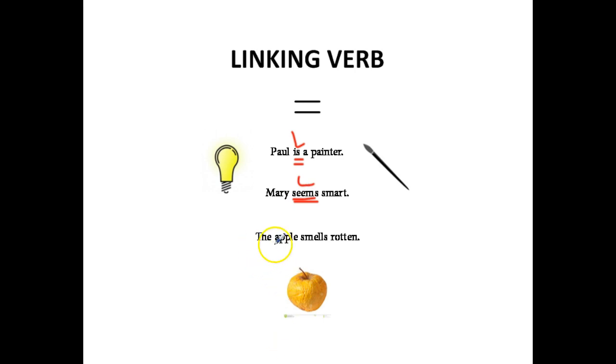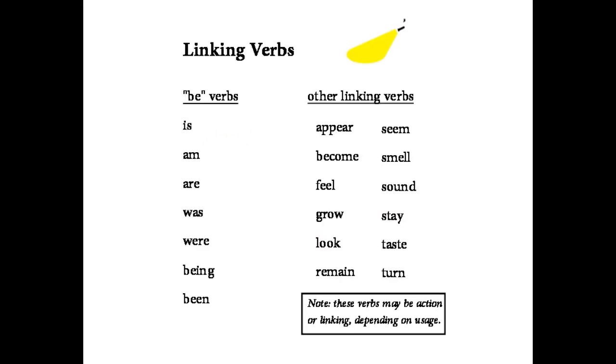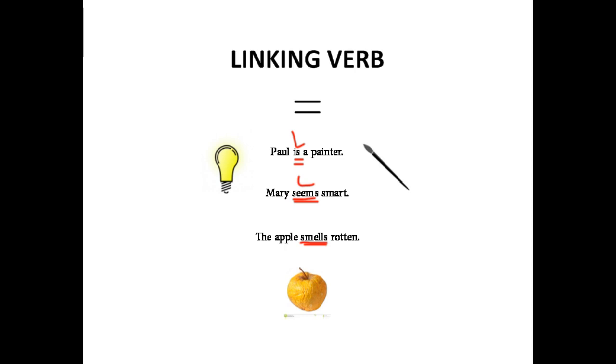And similarly here, the apple smells rotten. Well, we know "smells" is a verb, double underline it, but it's on our list of verbs that can be either one. There it is, smell. So we have to use a substitution test. The apple is rotten. Does that make sense? Does it mean about the same thing as the apple smells rotten? Yeah, sure does. So this is also a linking verb.